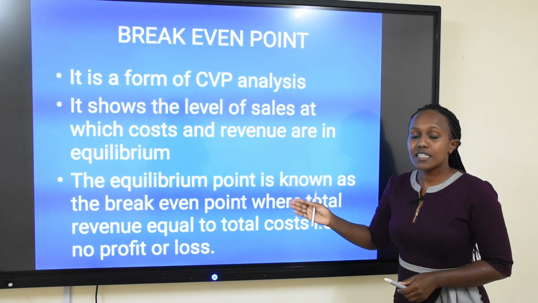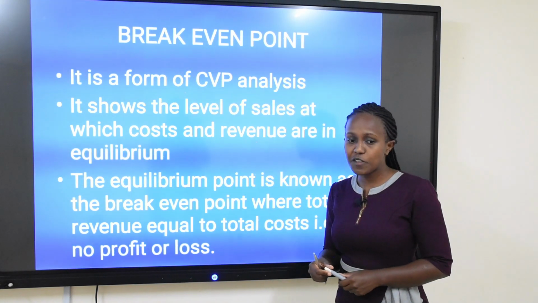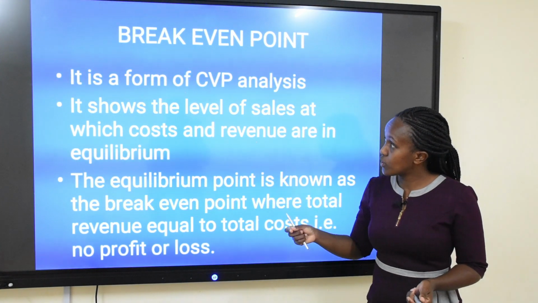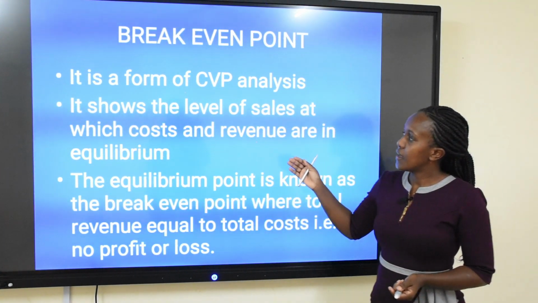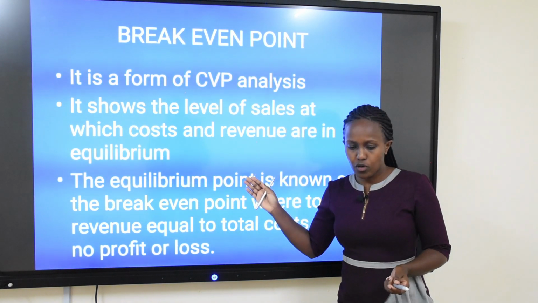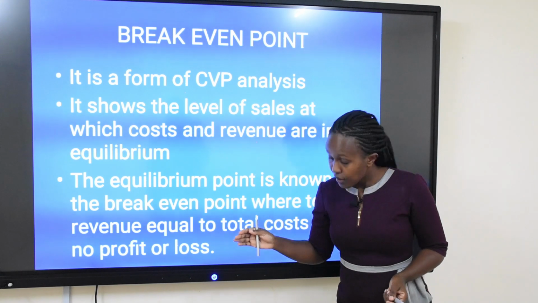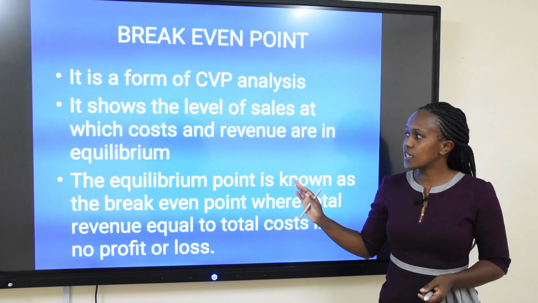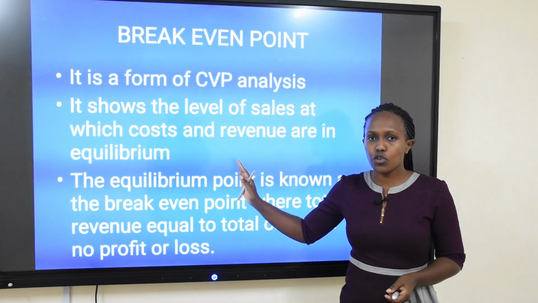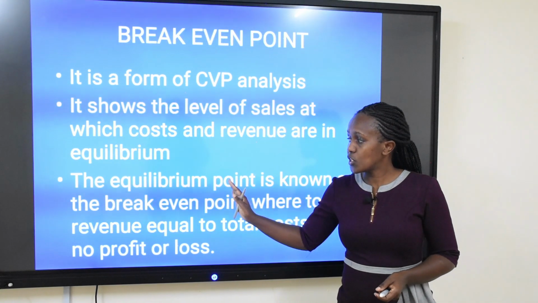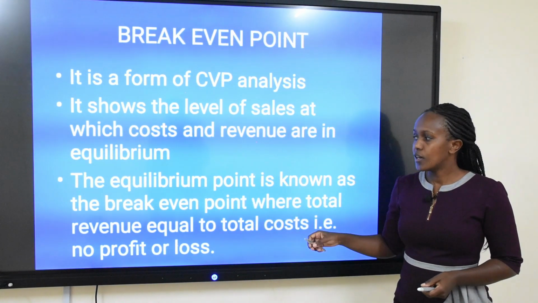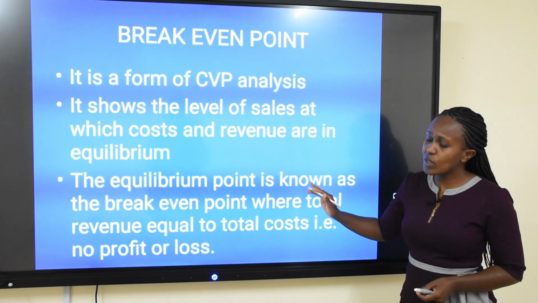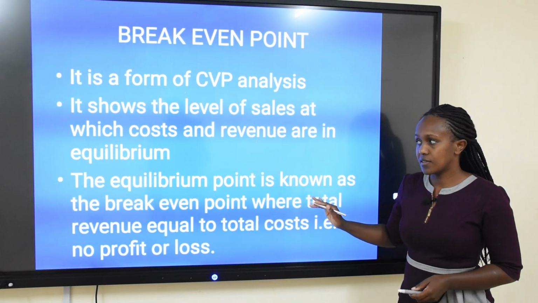Alright, so this brings us to one of the key forms of CVP analysis, which we are calling BEP analysis or break-even point analysis. It shows the minimum level of operations that is required by an organization for them to survive. It shows the level at which total cost is equal to total revenue, or at the level at which profit is equal to 0. So break-even point is one form of CVP analysis, and it is one we are going to be concentrating on in this lesson.